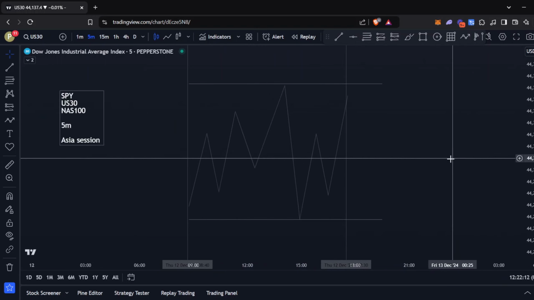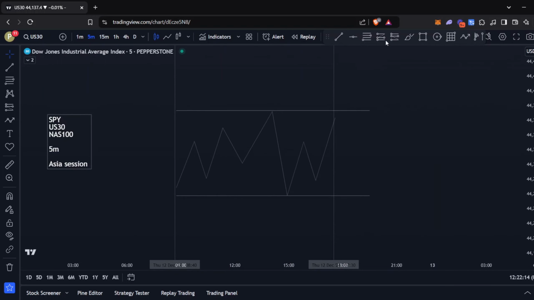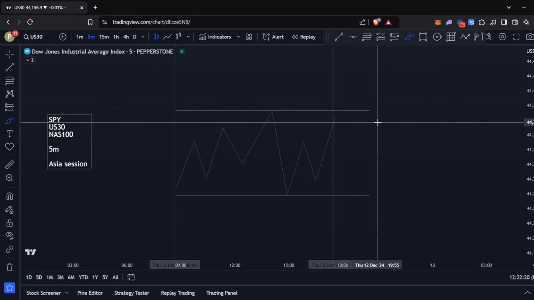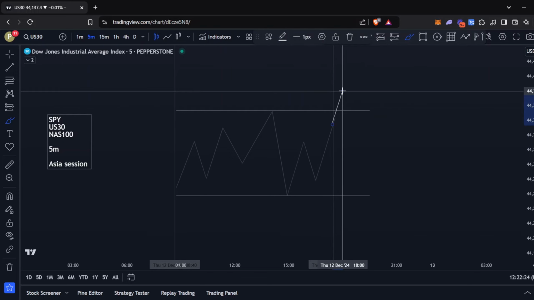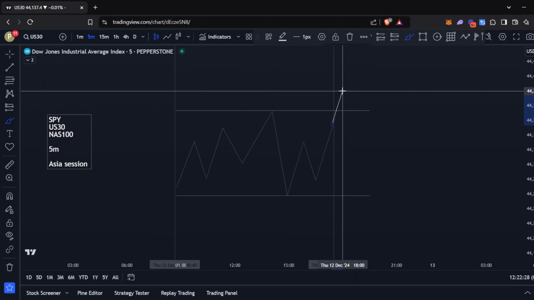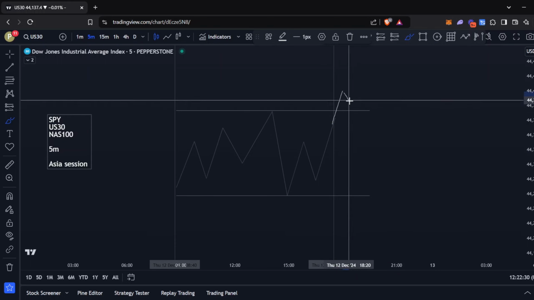Once we've identified the high and the low, what we're going to wait for is a sweep of either the high or the low. So we're going to sit on our hands until one or the other happens. So let's say in this example that we sweep the Asia high. Now, once we sweep the Asia high, we're still going to sit and do nothing, and we're going to wait to see how price progresses.